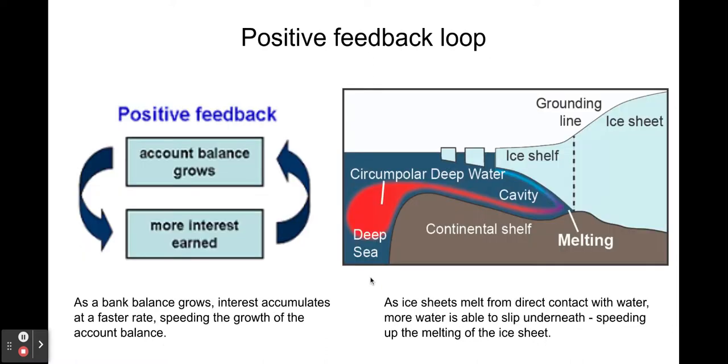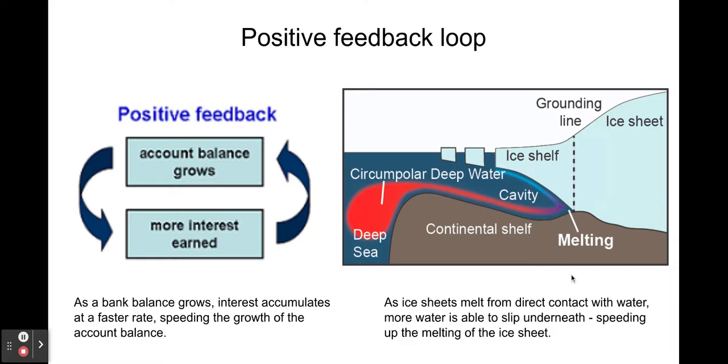Here are two positive feedback loops. On the left, as a bank balance grows, interest accumulates at a faster rate, speeding the growth of the account balance. If you have a savings account, you may have seen this happen. The more money you have in the savings account, the faster your interest accumulates, which will increase the value of your savings account, meaning you'll accrue interest faster, increasing the balance more, accruing interest even faster, and the speed at which your savings account grows continues to increase, and we do not reverse that change.